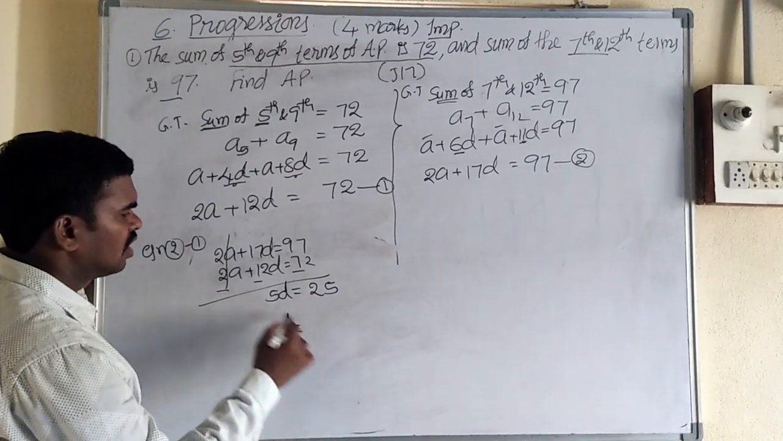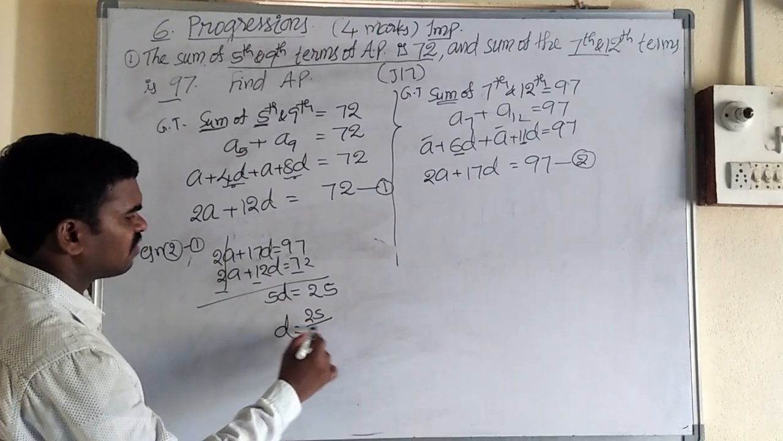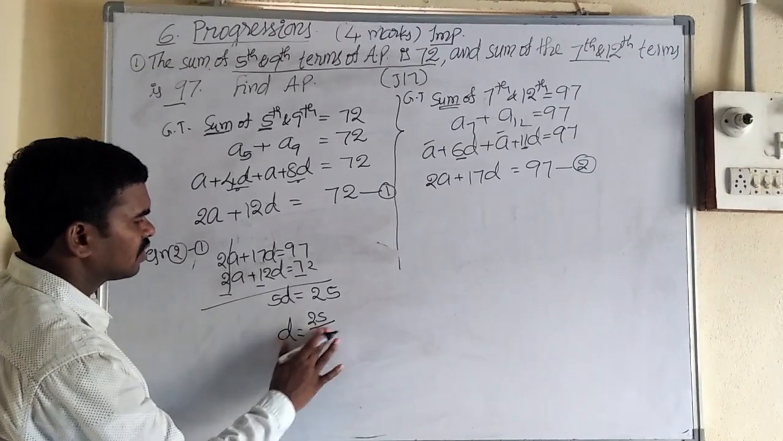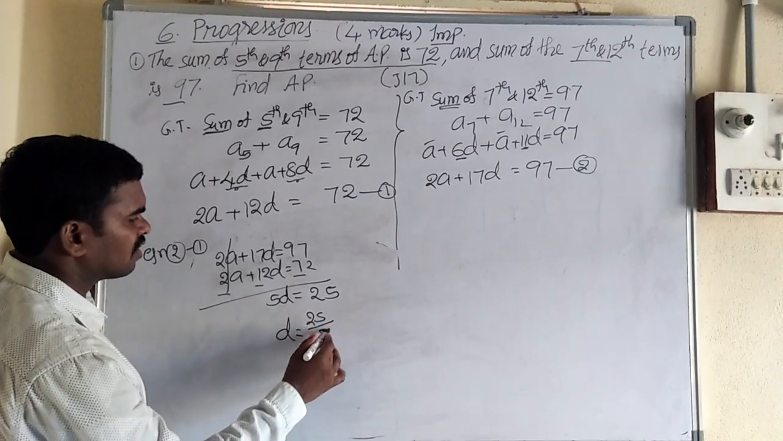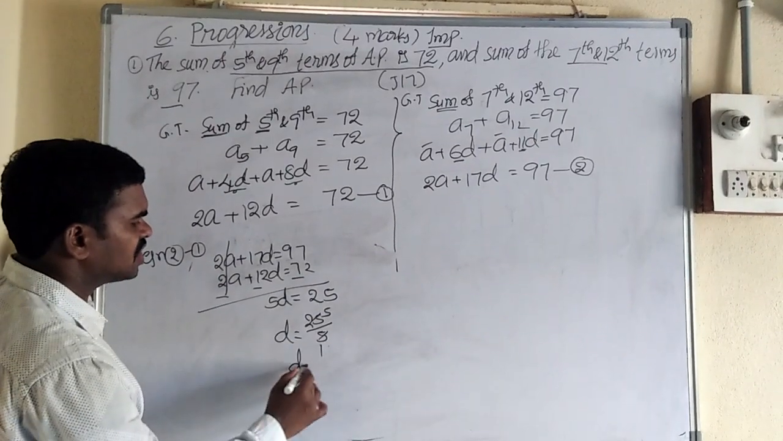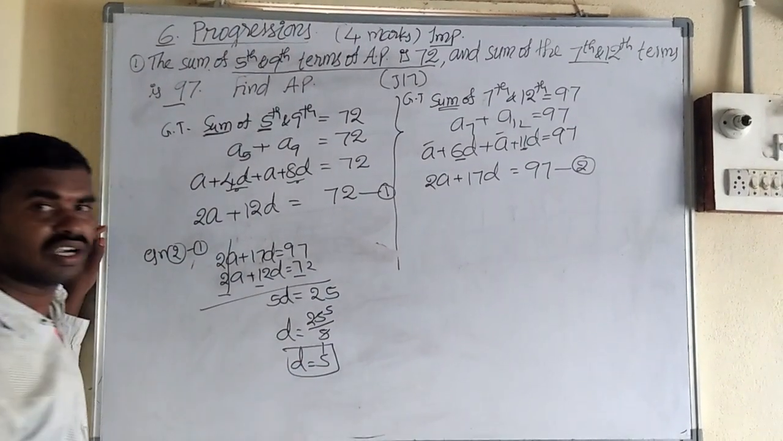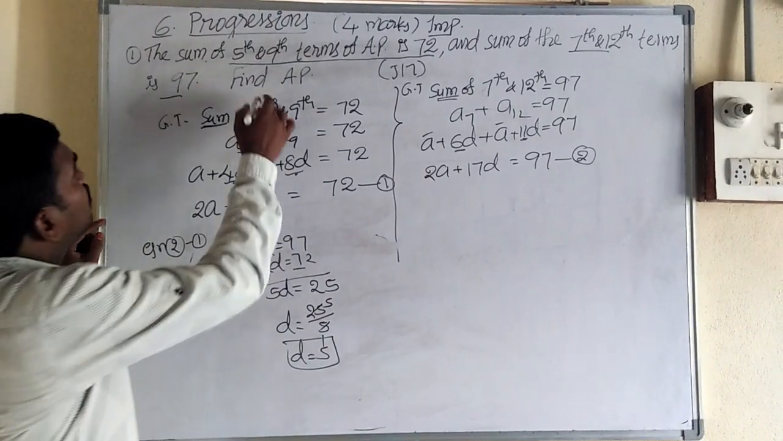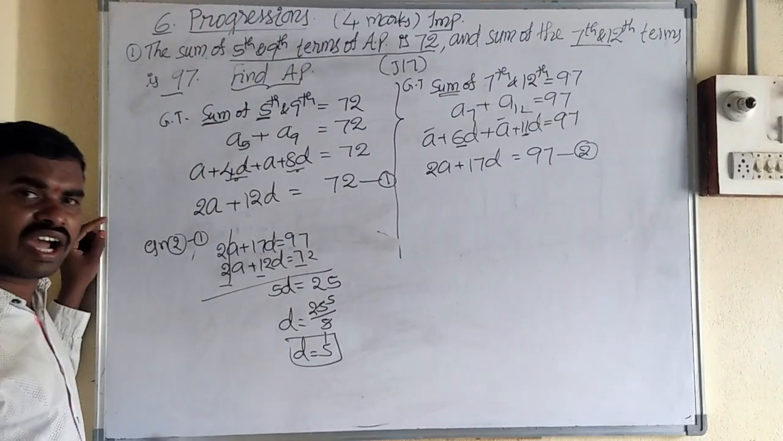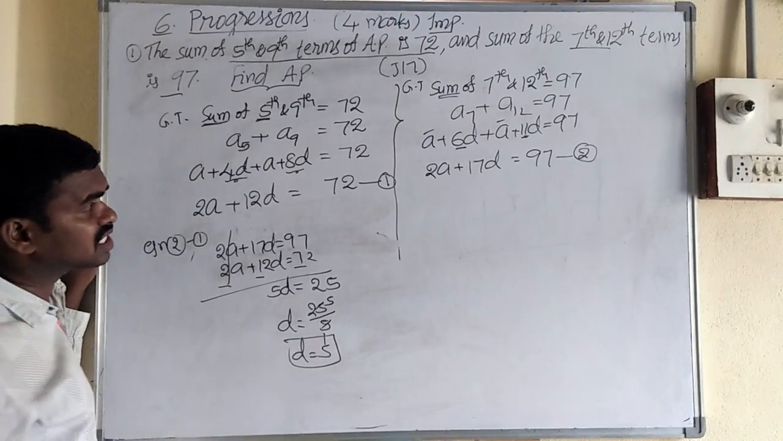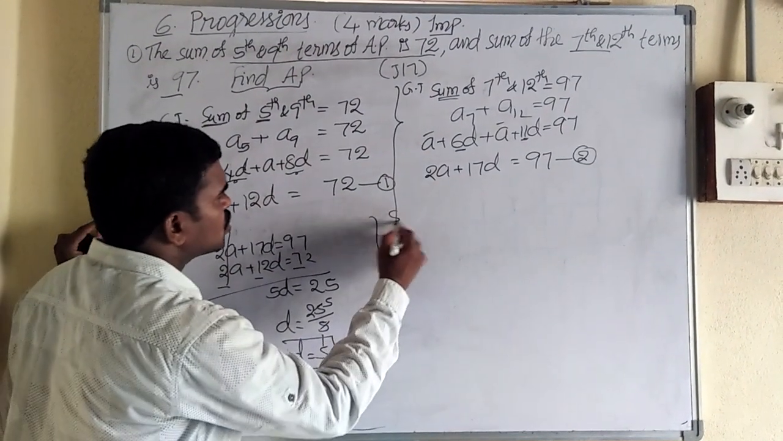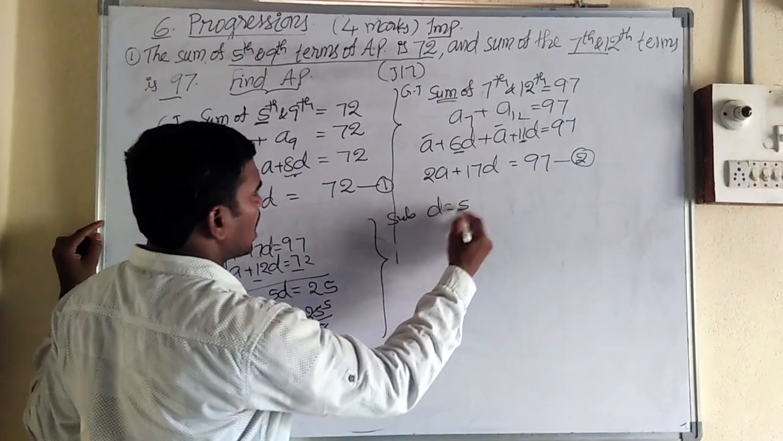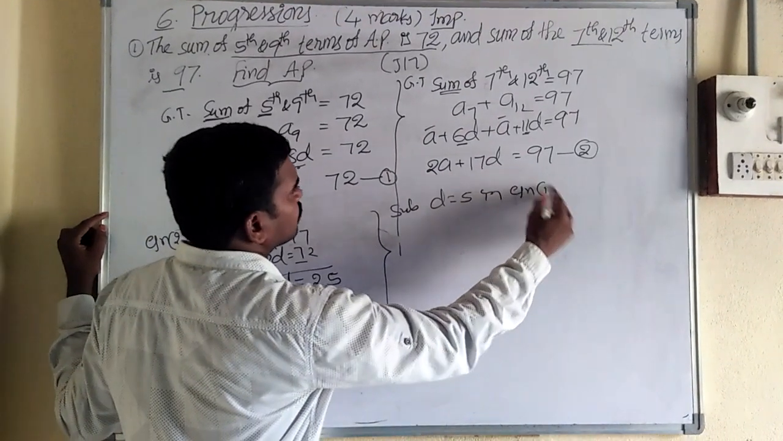So then D equals 25 by 5, since 5 goes to the denominator. 5 times 5 is 25. What is the D value? The D value is 5. To write the arithmetic progression, we need the A value and the D value. But till now the A value is not found. So substitute D equal to 5 in equation 1.